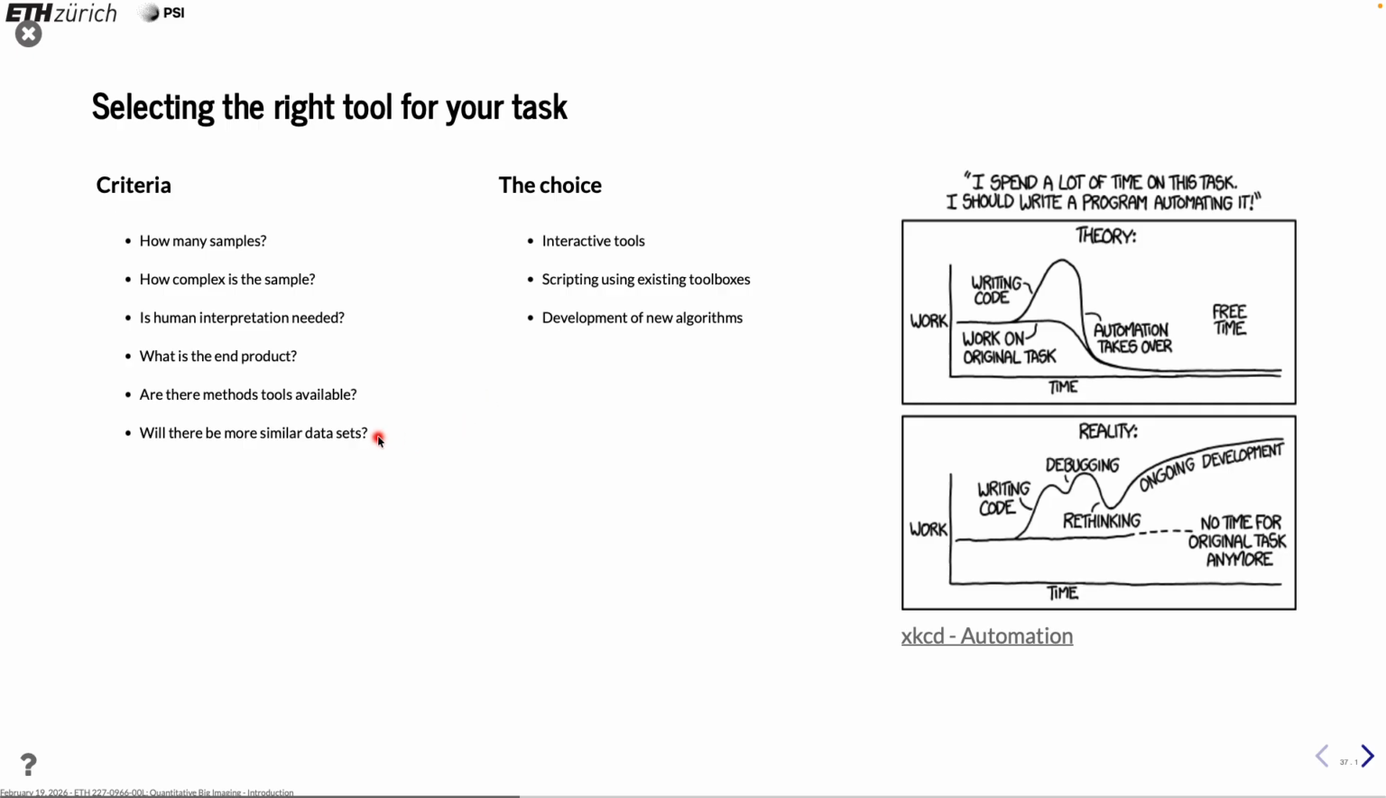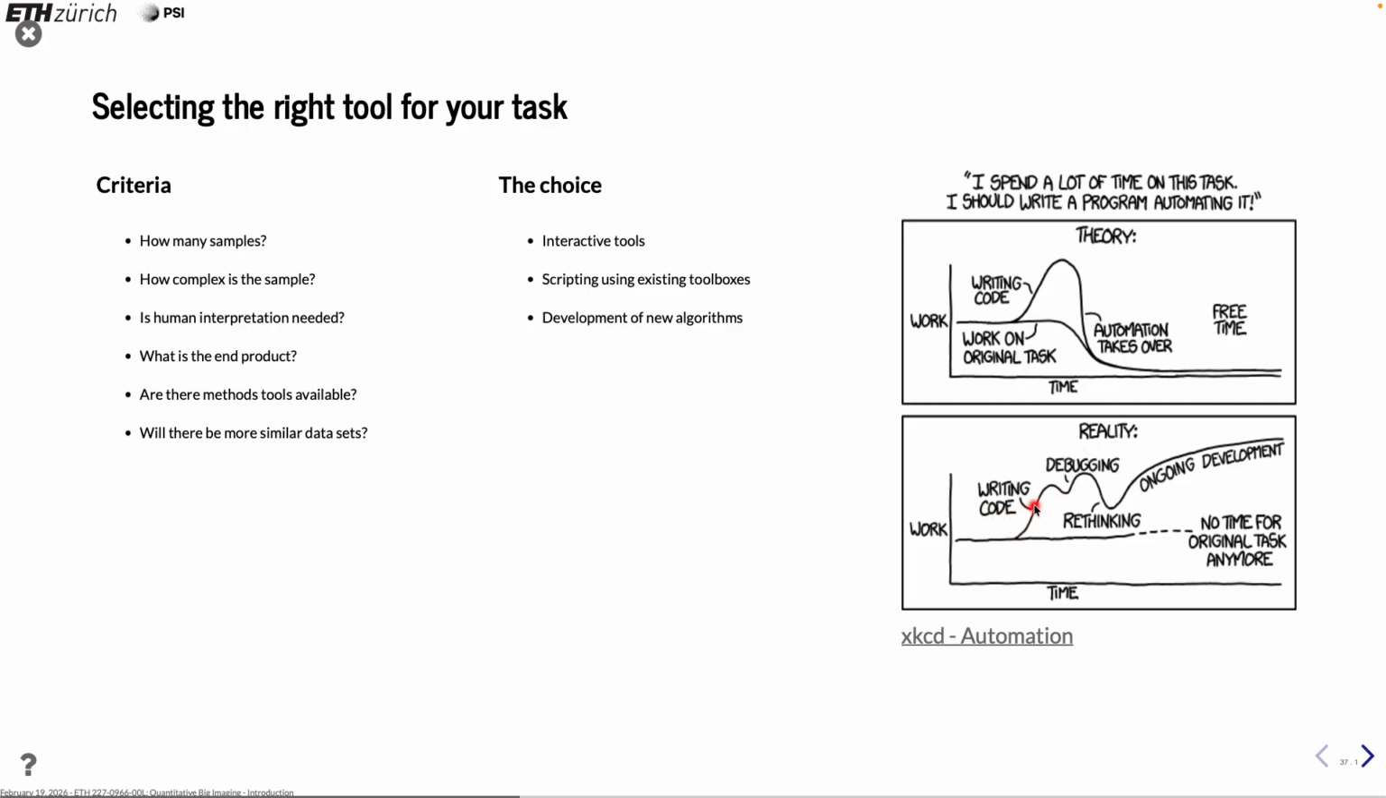What is the end product, what you need to do, and of course, can you find a tool out there that already does it? Perfect. Then you don't have to rewrite it yourself. And the last question is, you have one data set, will there be more of them? Is it worth putting the extra effort into getting a more generalized framework for analyzing these images?